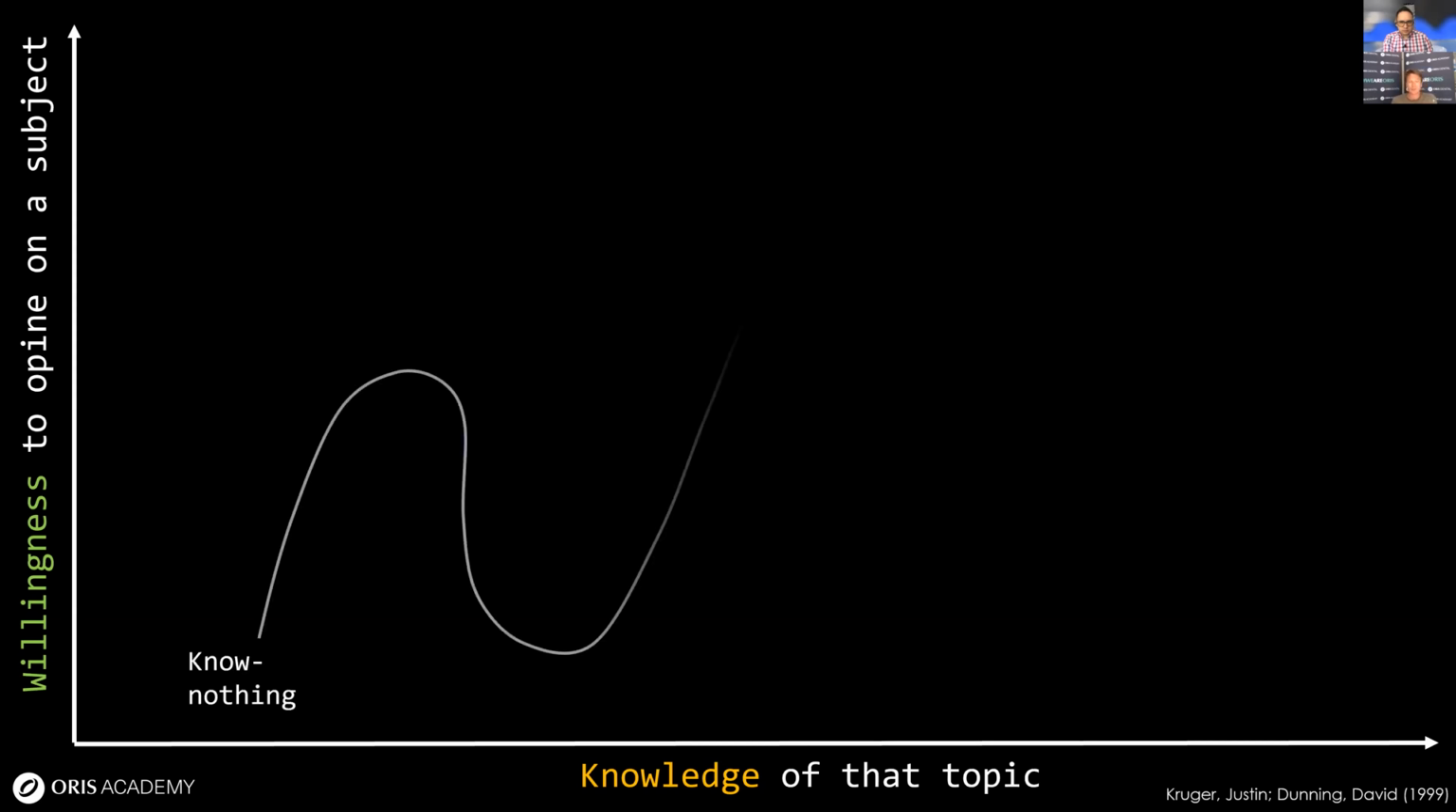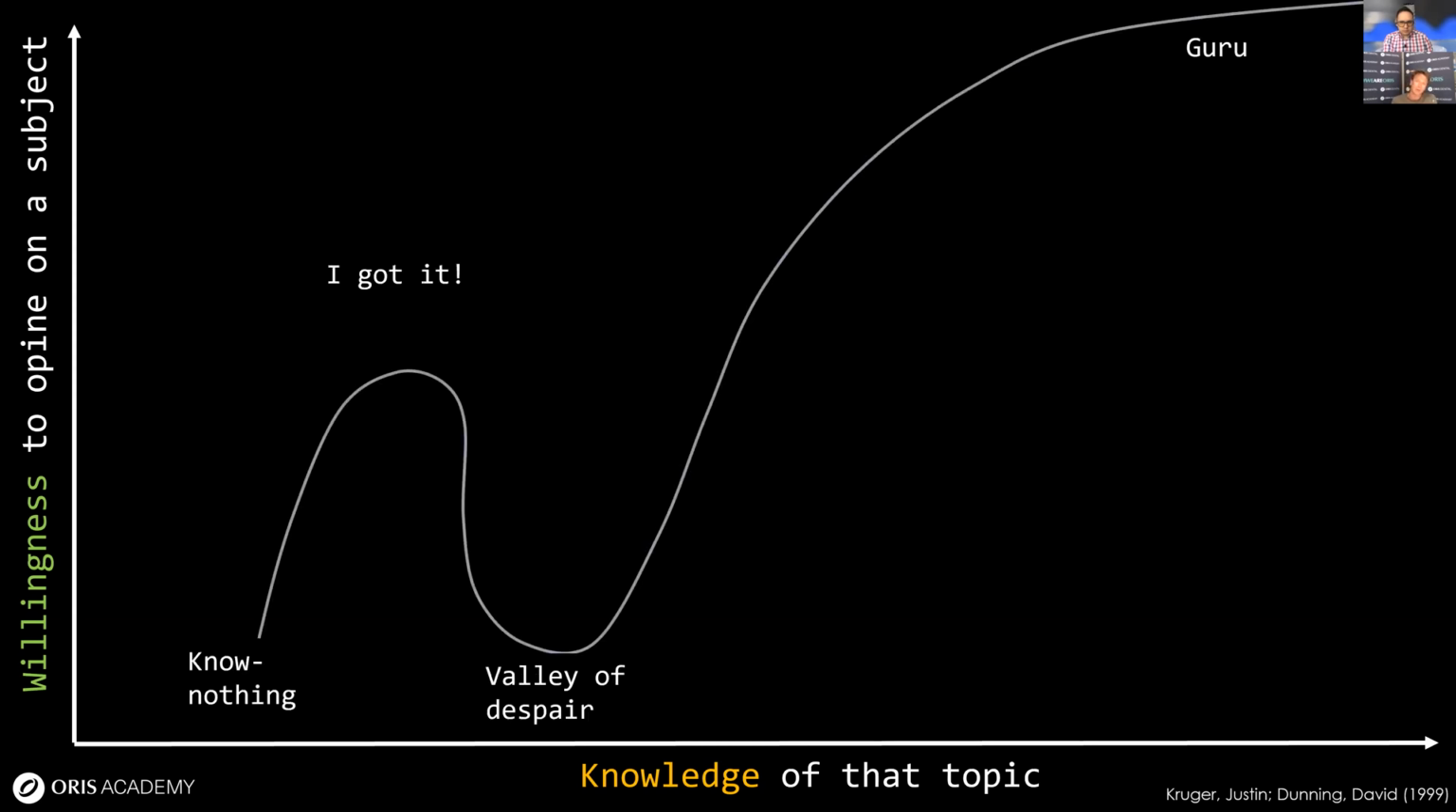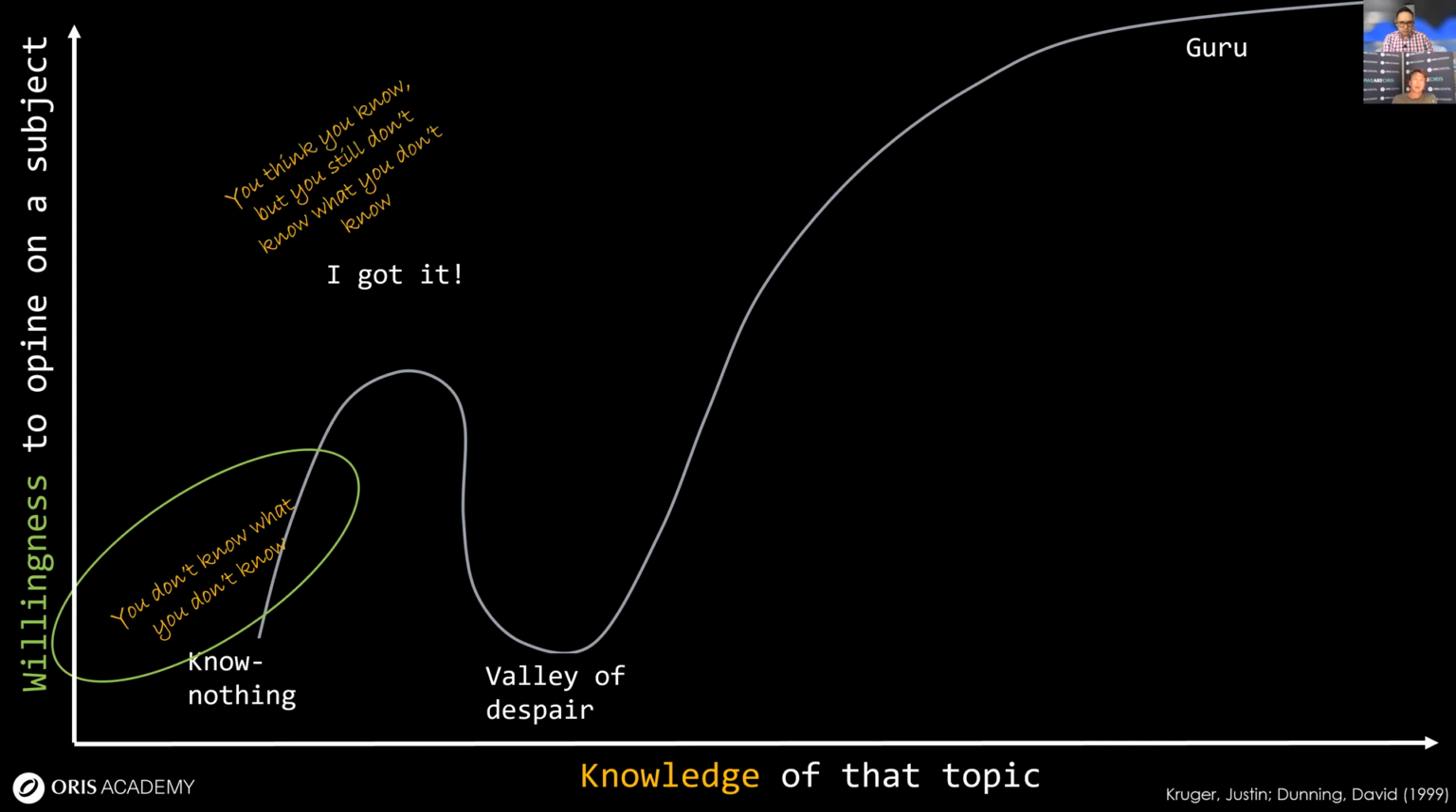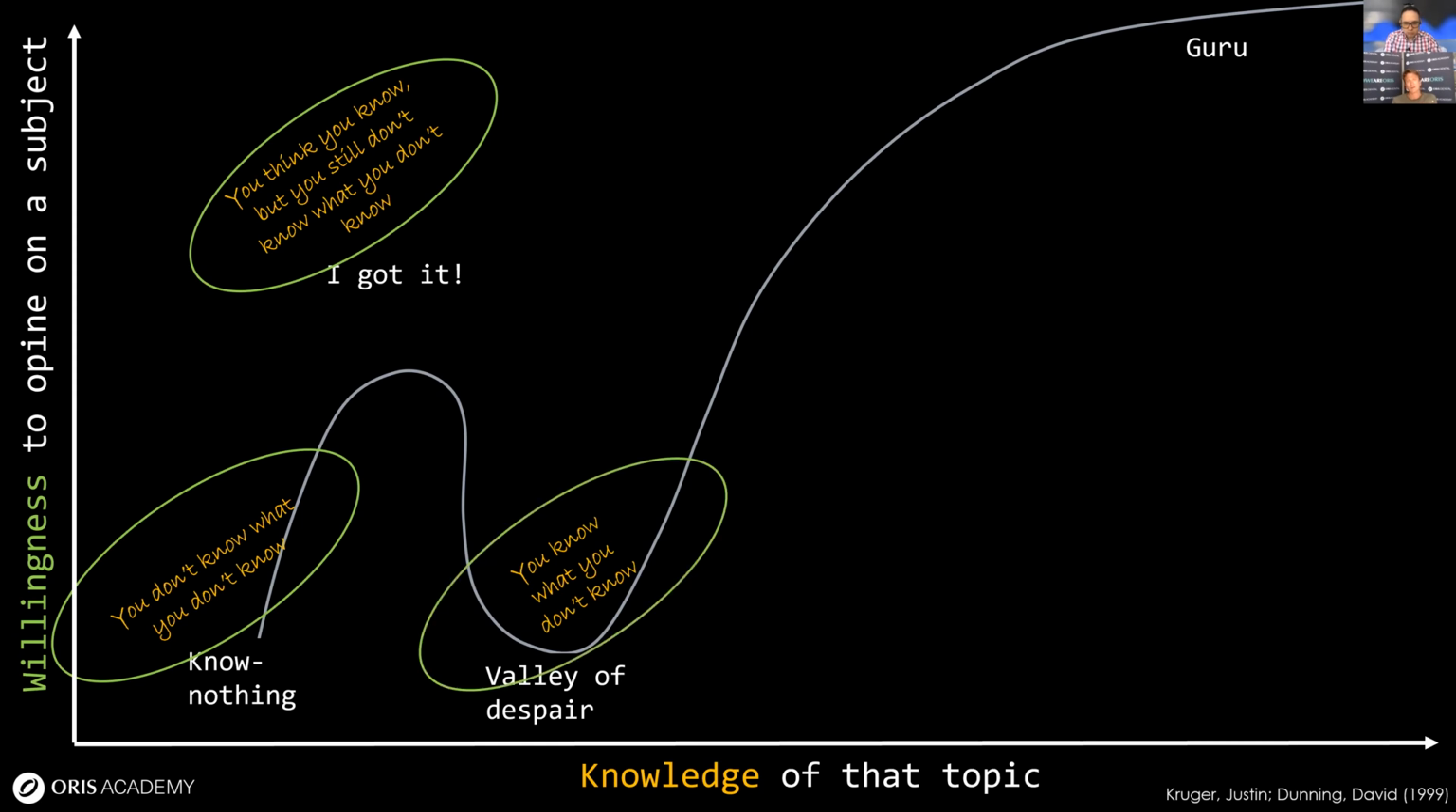I'll show it. So it goes from the phase of know nothing to the phase of I got it, to the phase of valley of despair, to the guru part where you know in the end. So in the know nothing phase, you don't know what you don't know. It's good. It's a happy life. I mean, it's like being a kid. We don't know what we don't know, so we're happy. In the I got it phase is where you think you know, but you still don't know what you don't know. In the valley of despair is where you realize that you now know what you don't know.